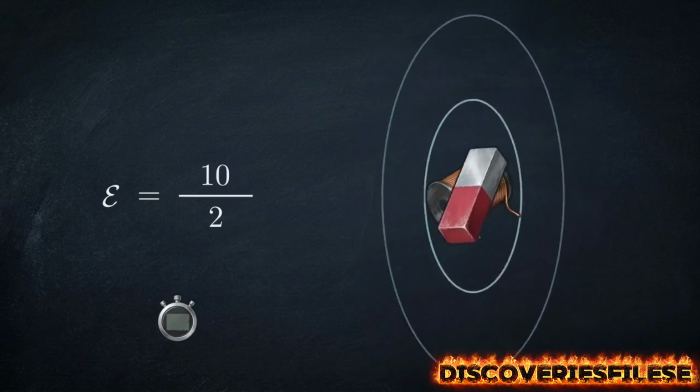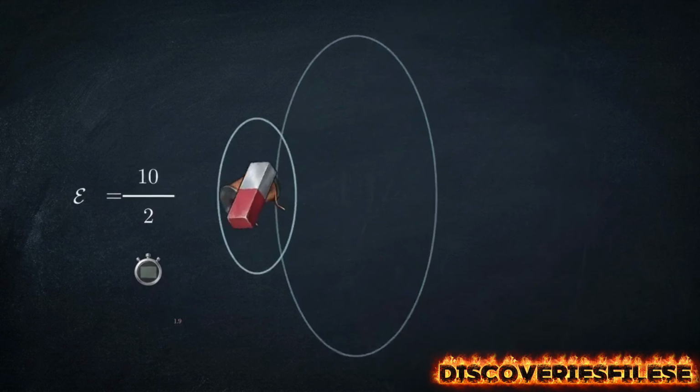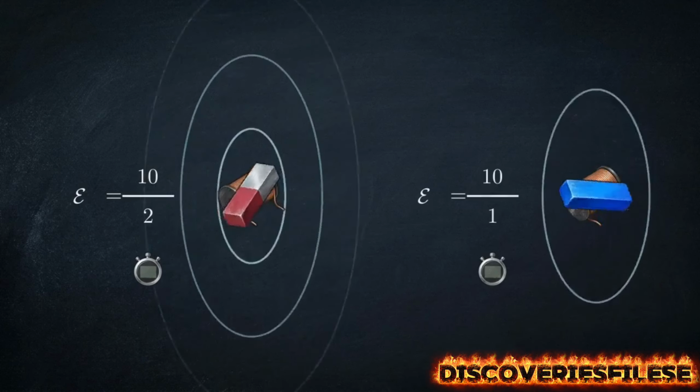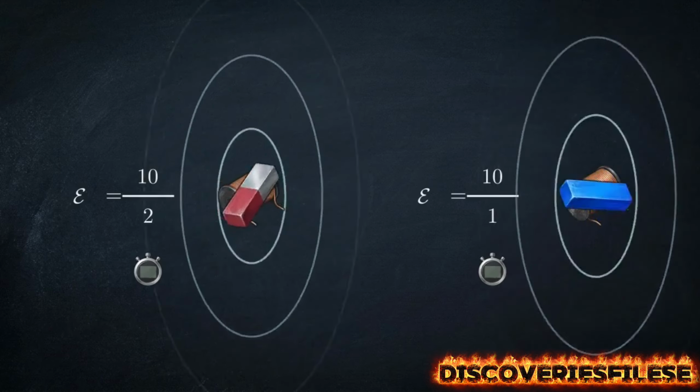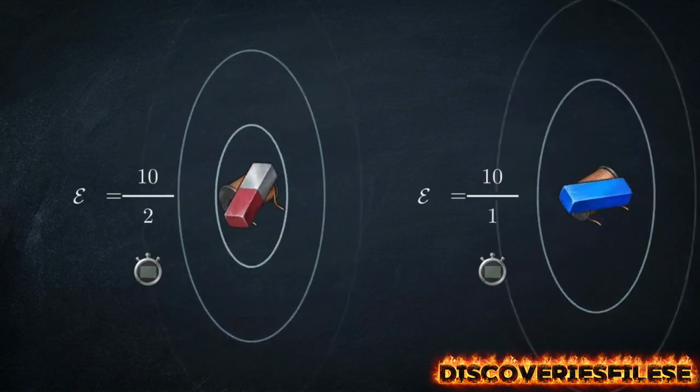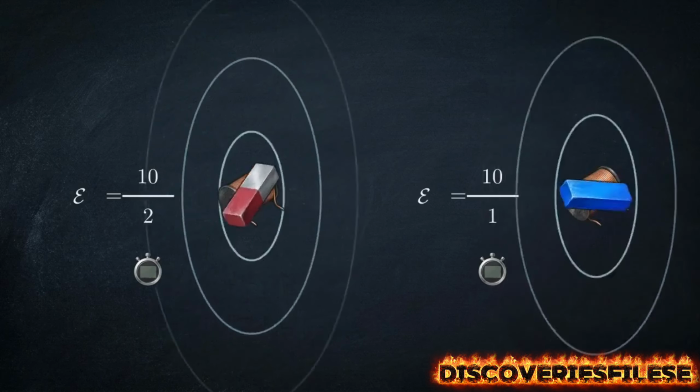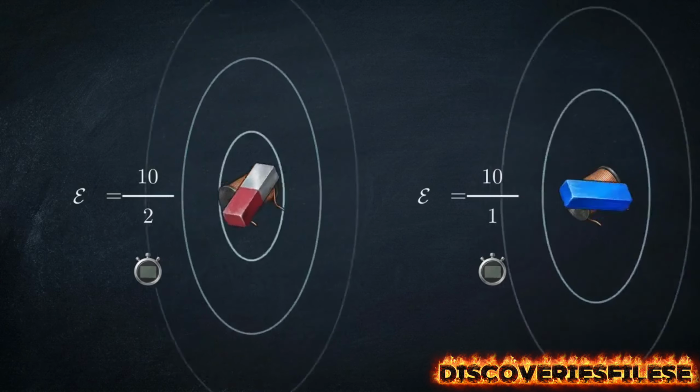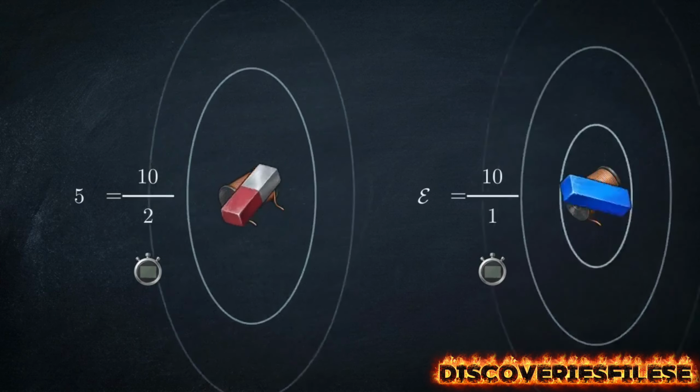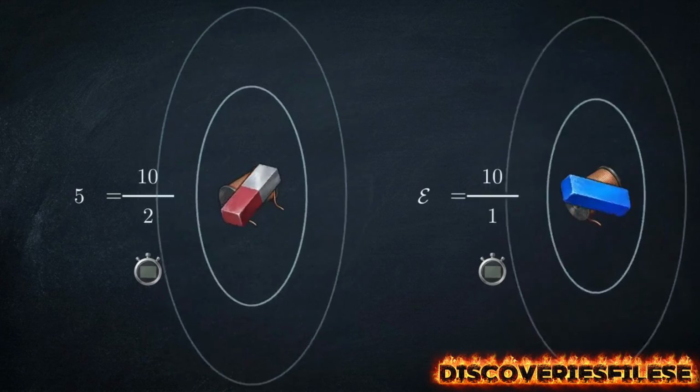Now, what happens to our voltage if we apply more force and spin the magnet twice as fast, completing the rotation in just 1 second? Take a moment to deduce the outcome. Here's the mathematical resolution. Dividing by 2 gives us an output of 5. Dividing by our faster time of 1 gives us a 10.